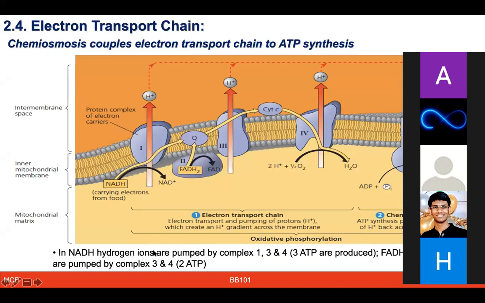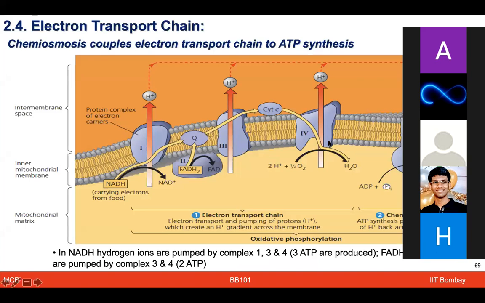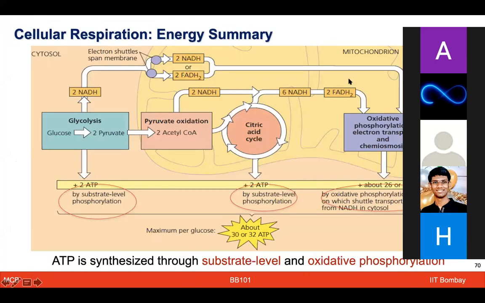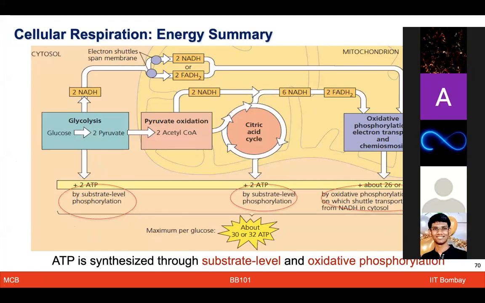Here, NADH requires involvement of three complexes, 1, 3, and 4, whereas FADH2 requires complexes only 3 and 4. And while with NADH, 3 ATP are produced, with FADH2, 2 ATP are produced. So overall, the expectation is not that you should keep remembering all the enzyme steps, but the crucial byproducts generated in each of these steps, and also what number of ATPs are released in those processes, right? So two ATPs in glycolysis by substrate level phosphorylation.